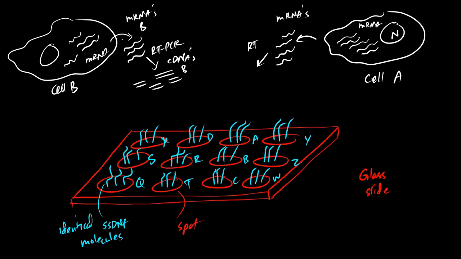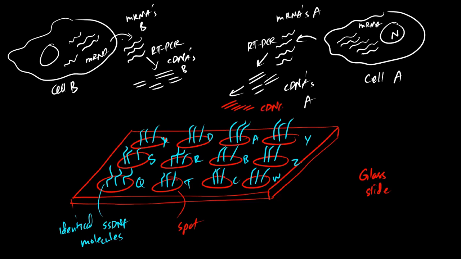Using RT-PCR, we convert all the mRNAs into cDNAs. So here we have mRNAs from cell A, and here we have cDNAs from cell A. Then we add a fluorescent dye to cDNA A, let's say, so that now all cDNA from cell A will become blue, or let me use red.